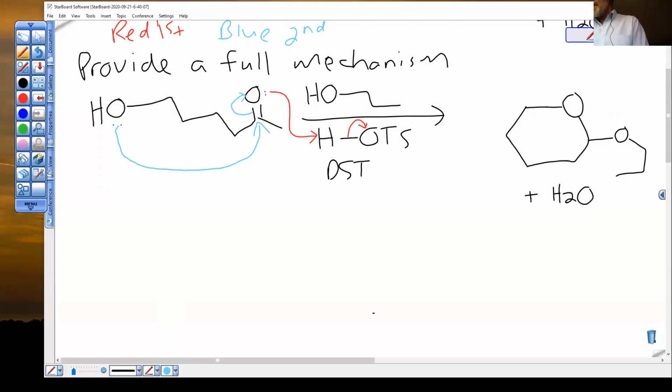If you want to review ring sizes, 6s and 5s are really nice ring sizes. I would not have this argument if the ring size was 4 or less. I'd go the other way because those are strained. Do you remember that stuff? Strain. We just talked about it in Orgo 1. And this is an equilibrium process.